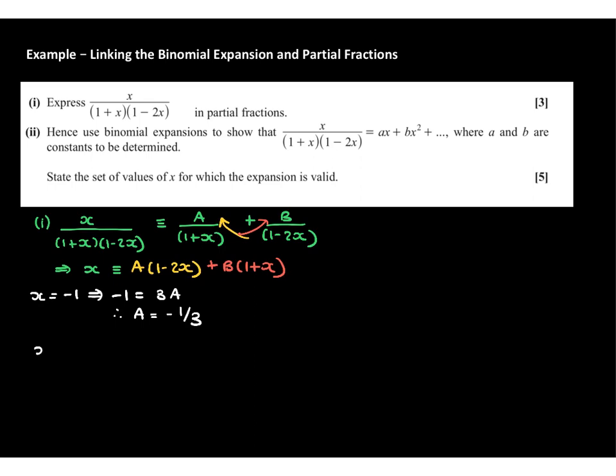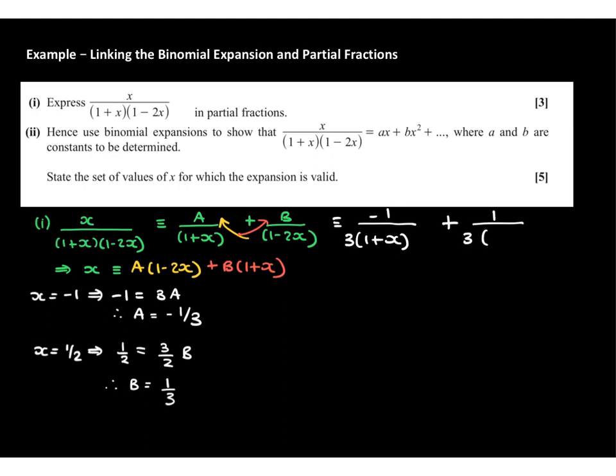-1/3. I'm then going to choose x is equal to 1/2, which of course on the left-hand side gives me 1/2. On the right-hand side, the yellow part disappears and I'm left with 3/2 b. So b is equal to 1/3. And this means we can rewrite these as -1 over 3(1 plus x), with the 3 in the denominator, and then plus 1 over 3(1 minus 2x), 3 in the denominator again.